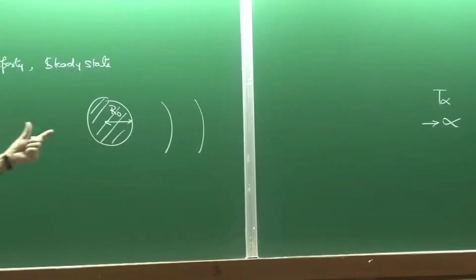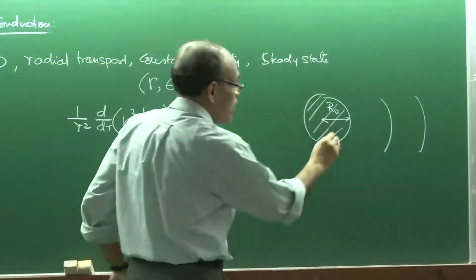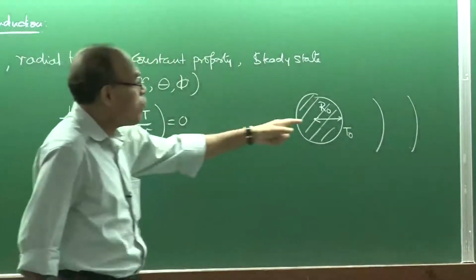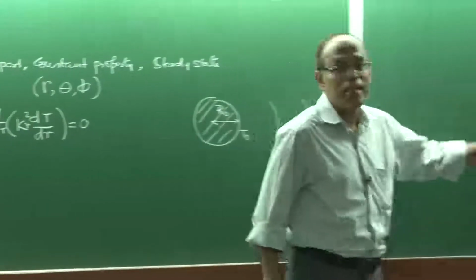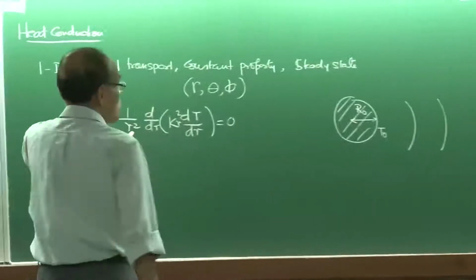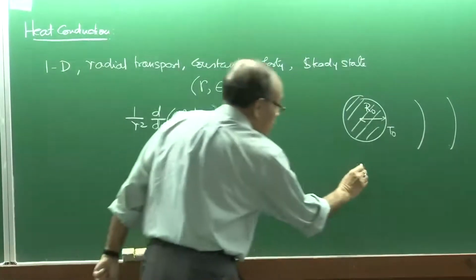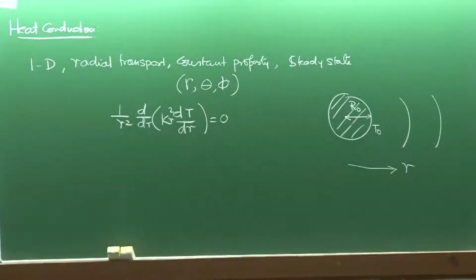So, the problem is like the sphere is there. It is maintained at a constant temperature, and that constant temperature is T sub 0 at r sub 0, and I want to find out between r0 and infinity how the temperature varies, and that is the equation which is going to now describe the temperature field as a function of r, and this represents the radial coordinate system.